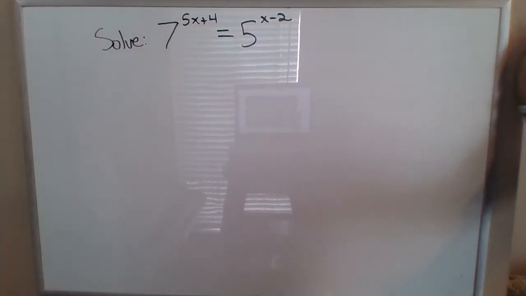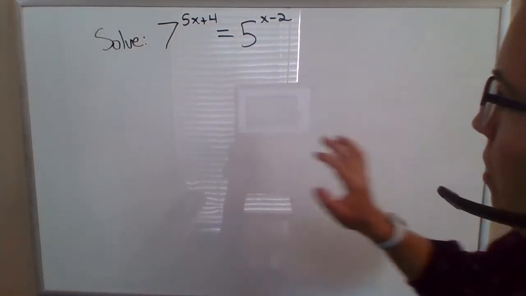In this example, we're asked to solve the equation 7 to the 5x plus 4 equals 5 to the x minus 2. In a previous video, I encouraged you guys to consider whether you can express both sides of the equation as a power of the same base. And in that problem, we had a 5 and then we had an expression involving 25. So that was doable in that example.